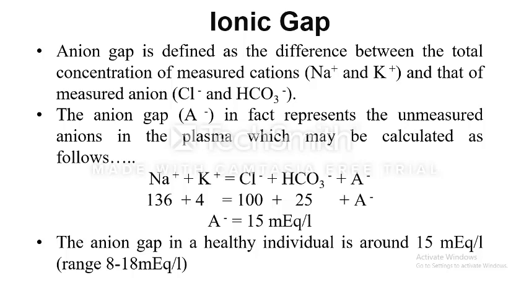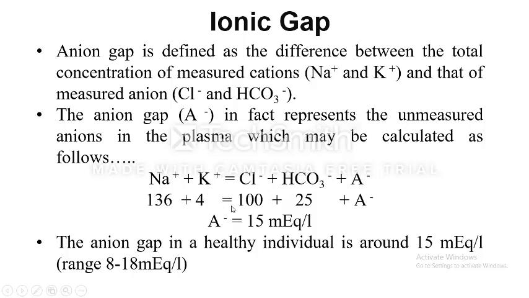The anion gap is defined as the difference between the total concentration of measured cations, sodium and potassium, and that of the measured anions, that is chloride and bicarbonate. The anion gap, denoted as A negative, represents the unmeasured anions in the plasma, which may be calculated as follows: sodium plus potassium equals chloride plus bicarbonate plus the anion gap.